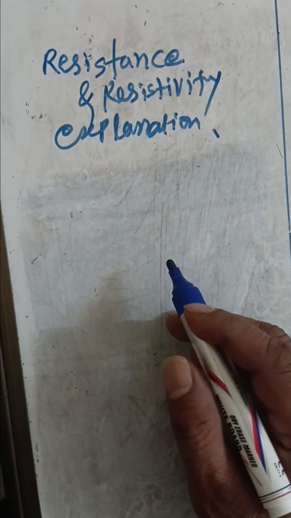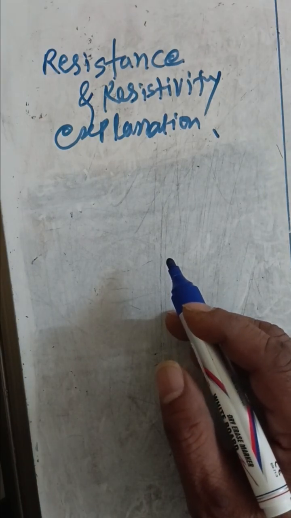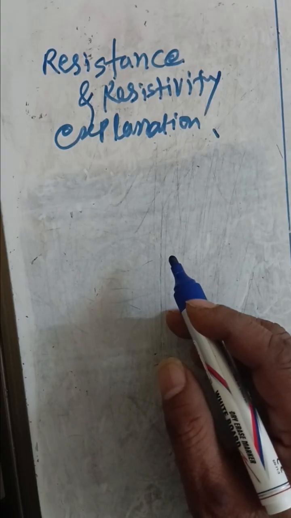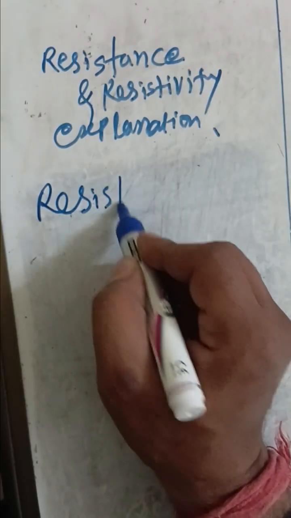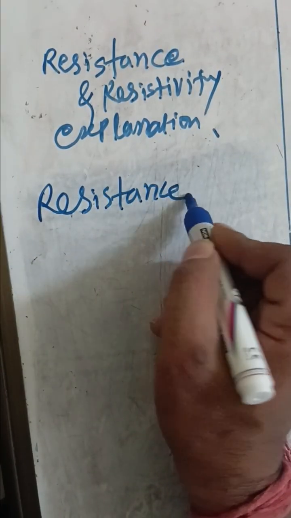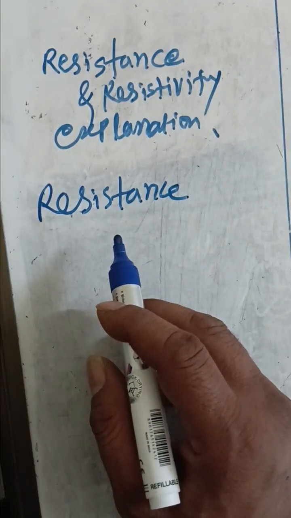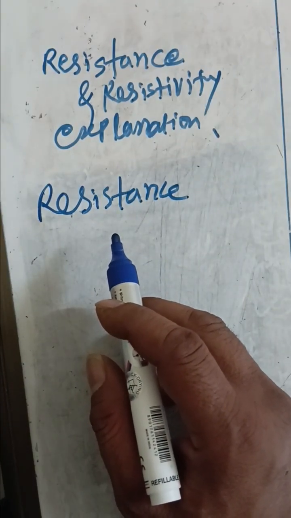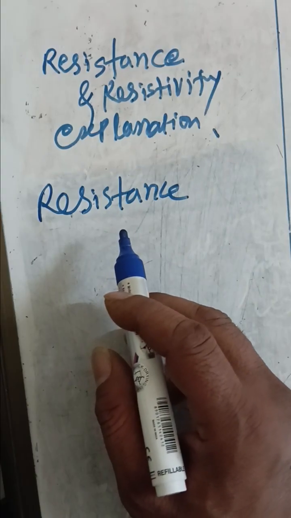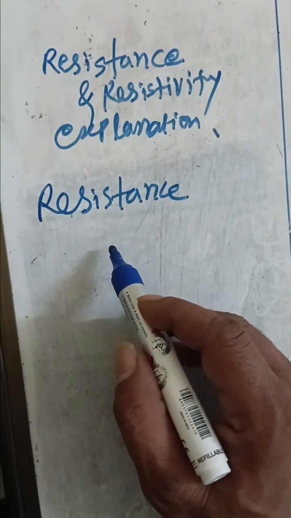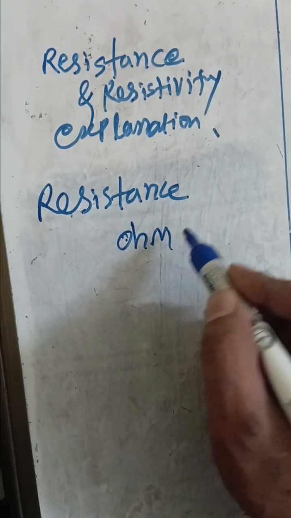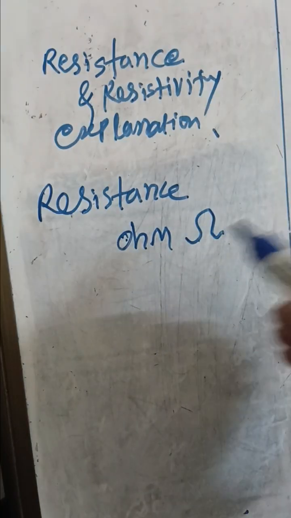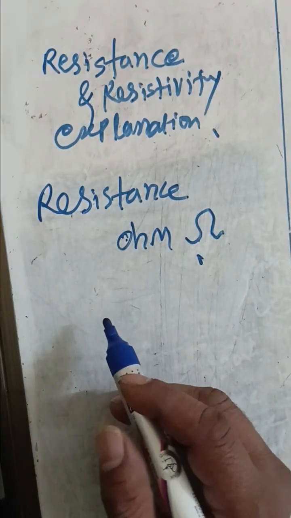Hello friends, today we study resistance and resistivity and their explanations. First we take resistance. Resistance is the property of a material which opposes and restricts the flow of current through it. The unit of resistance is the ohm, symbolized like this: R.